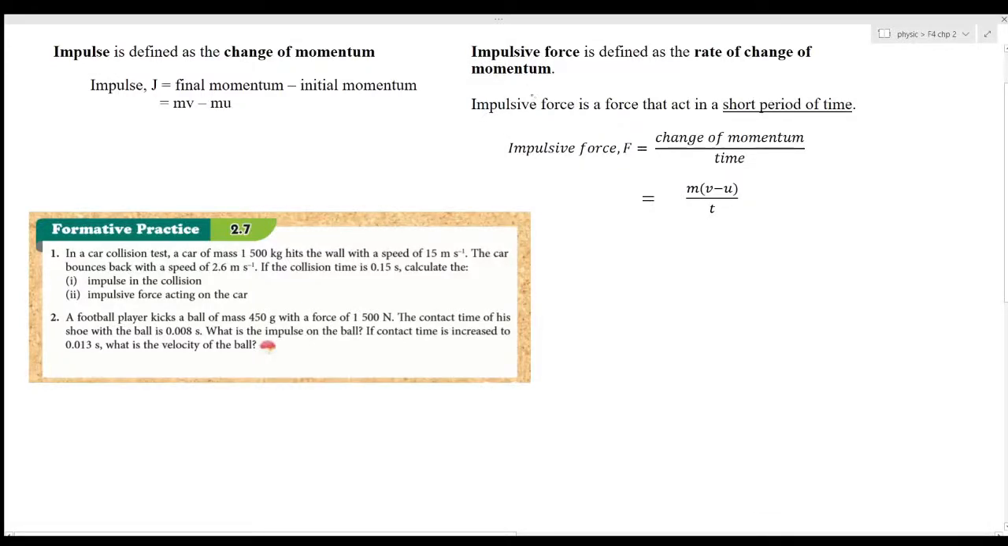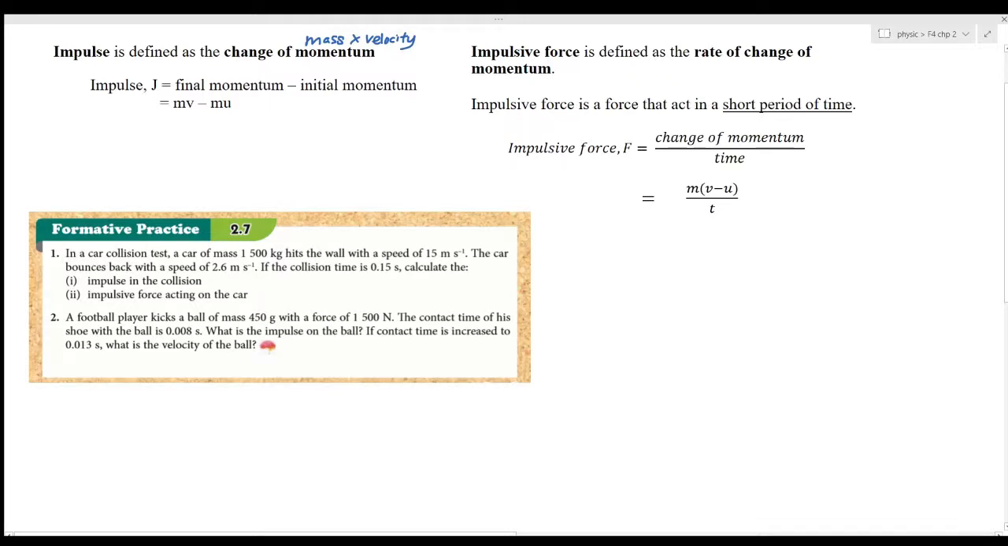Impulse and impulsive force. What is impulse? Impulse is defined as the change of momentum. So can you recall what is momentum? We learned it before. The momentum is the product of mass and velocity.